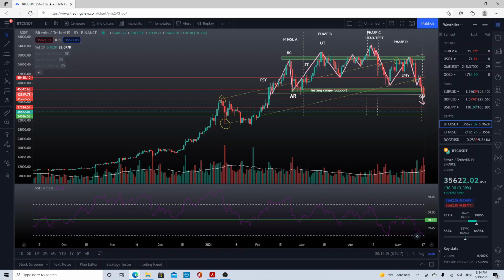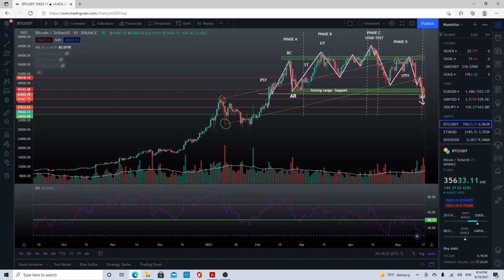Wyckoff theory helps us understand and anticipate, with a thorough analysis of supply and demand. That's what Wyckoff is all about. It's volume price analysis. You're looking at the demand and the supply.